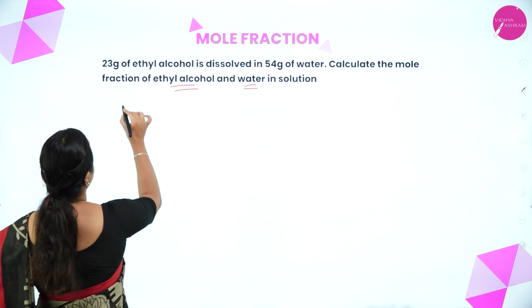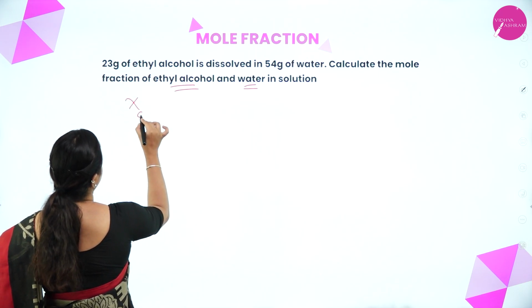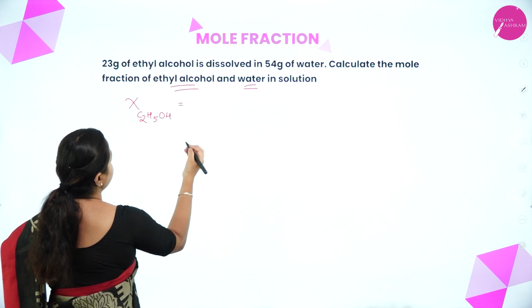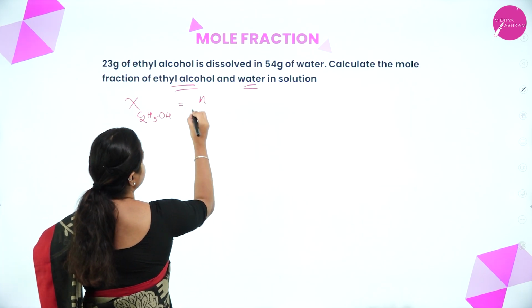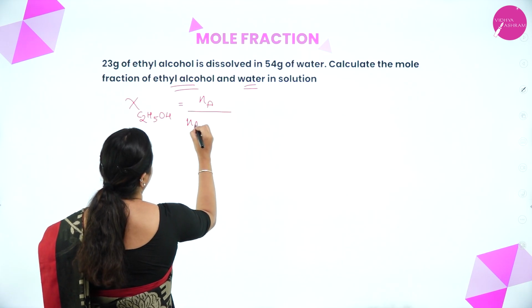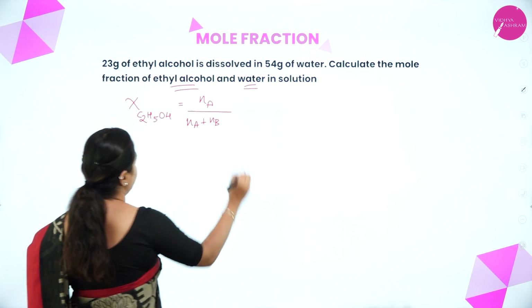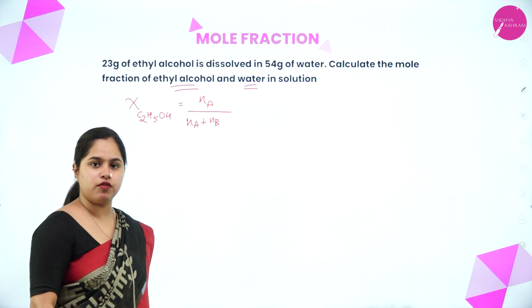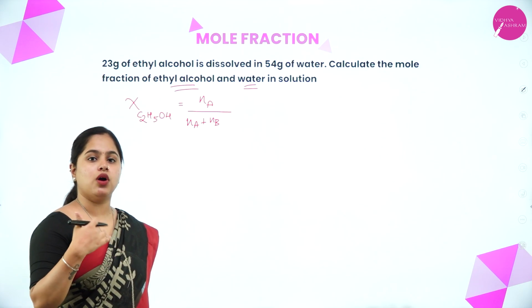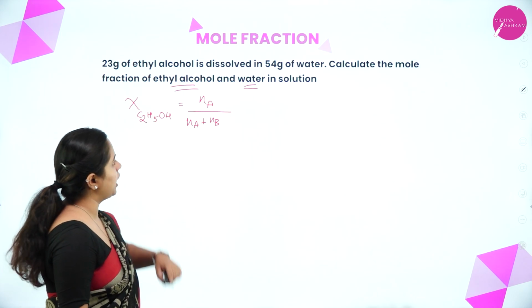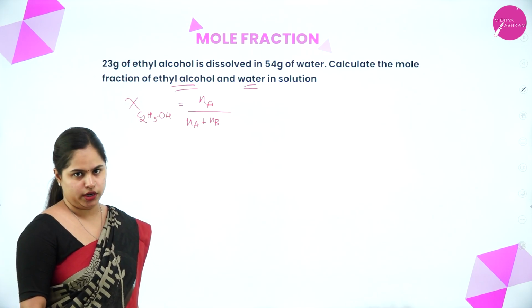You know the equation for finding the mole fraction, so let's say of ethyl alcohol. It will be number of moles of, let's say, A divided by number of moles of A plus number of moles of B, right? So is number of moles provided here? No, right? So first you have to begin by calculating the number of moles of your ethyl alcohol and number of moles of your water, right?